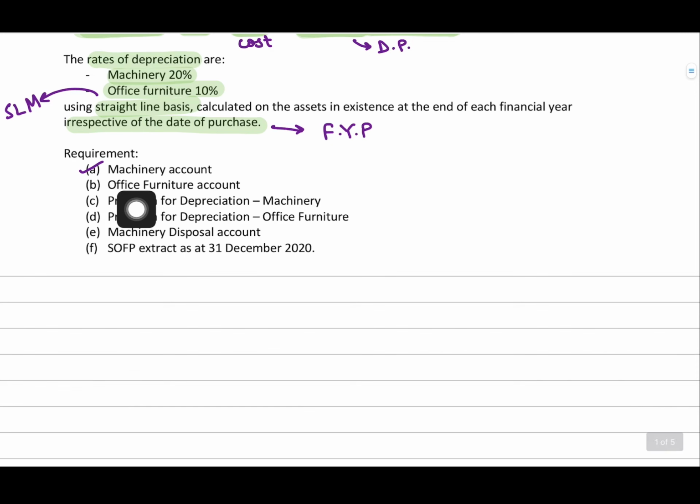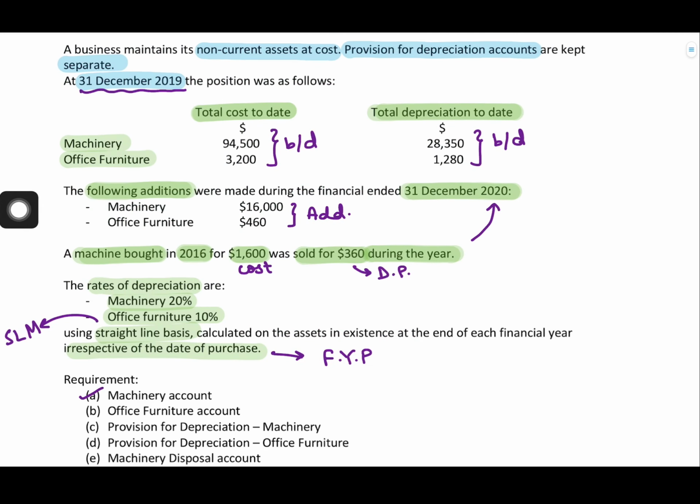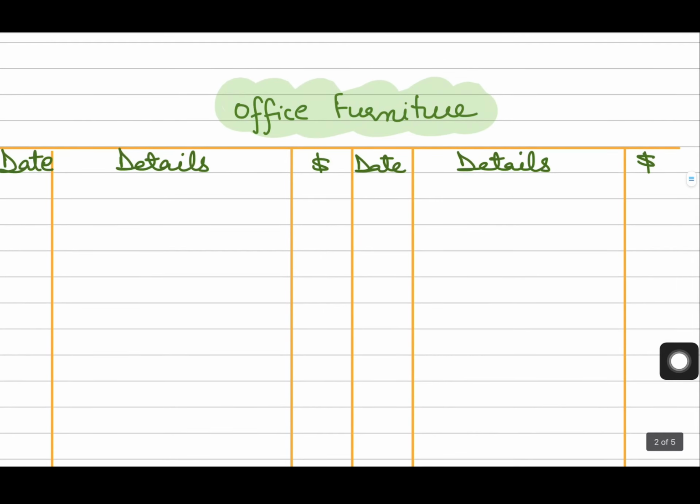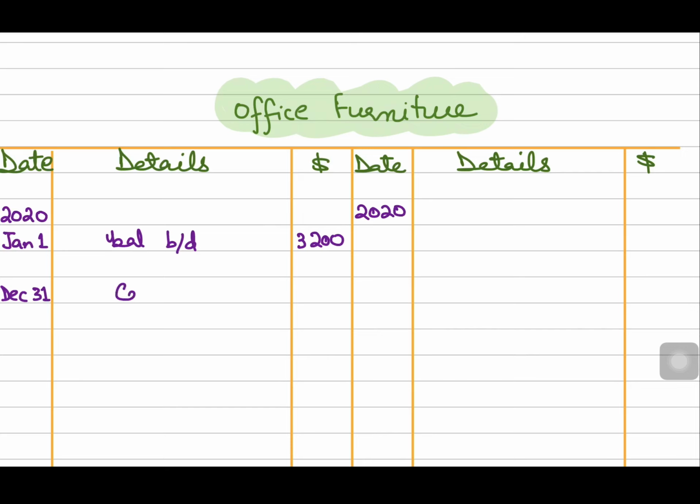Now let's move to the office furniture account. In office furniture we just have the cost and we have the additions amounting to $460. There are no disposals for office furniture, so that's easy. Again we'll start with the balance brought down. 2020 January 1st balance brought down is 3,200 and there's a purchase, let's assume at the last date, December 31st, amounting to $460.